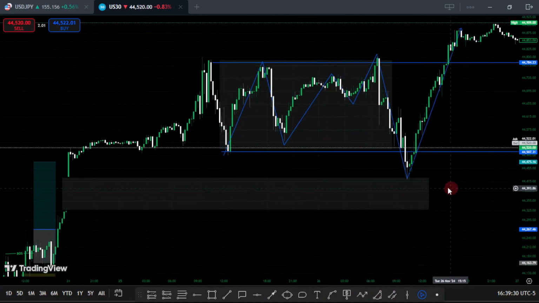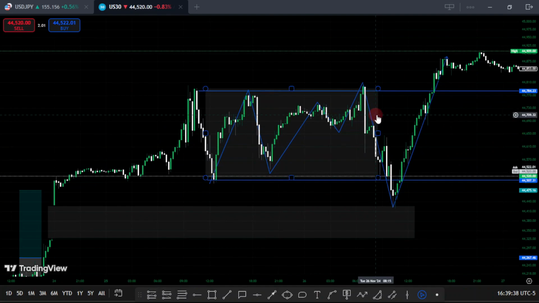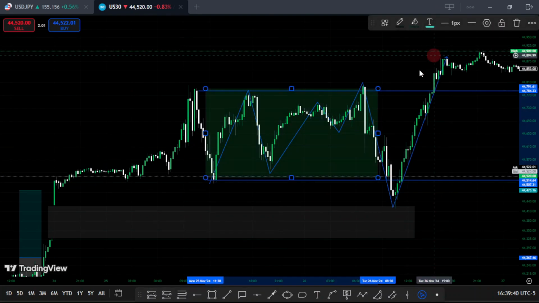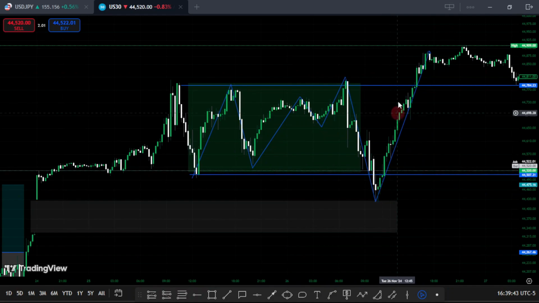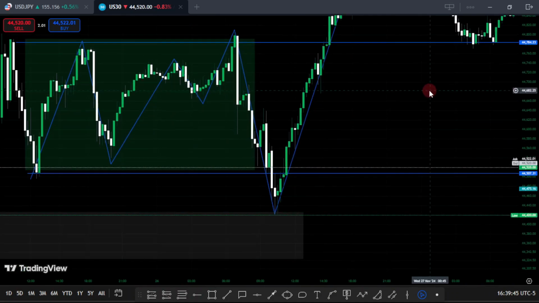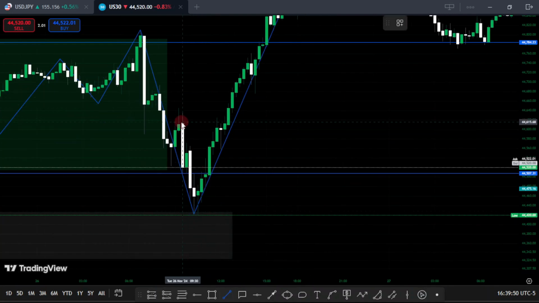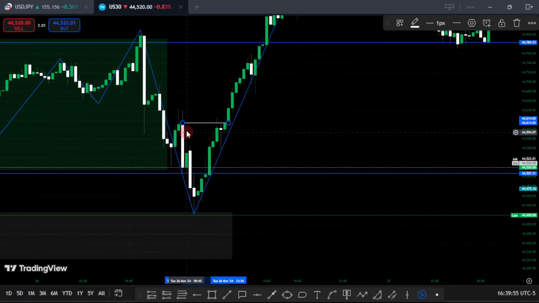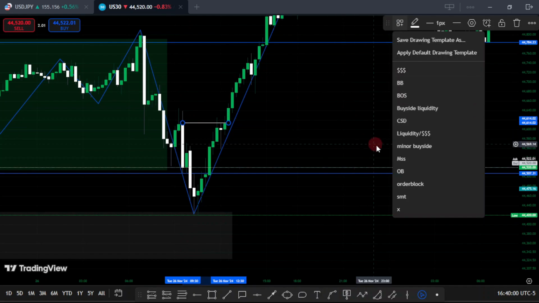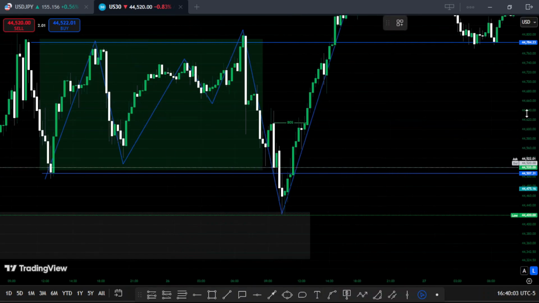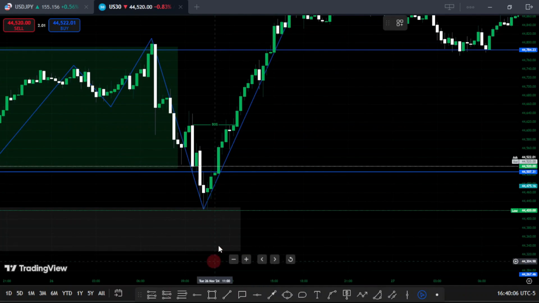So price drops down, fills the imbalance, gives us a liquidity sweep below these lows after the range, and then the next thing price does is an expansion. So where do we want to be entering our position? After price gives us a liquidity sweep, we want to see price give us a breakout structure or a market structure shift. So we want to see price break above this previous high. That's where we're going to be entering our long position. We'll call this a breakout structure, or a market structure shift, or a change in state of delivery.